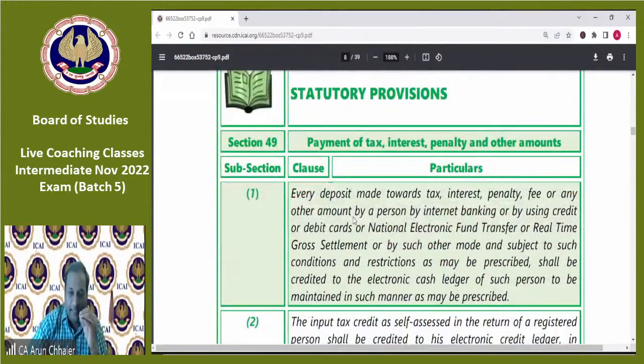Payment of tax, interest, penalty, and other amount. Subsection 1 says every deposit made toward the tax, interest, penalty, fees, or any other amount by a person by internet banking or using credit card or debit card or NEFT or RTGS or such other mode, and subject to certain conditions and restrictions as may be prescribed, shall be credited to the ECL, electronic cash ledger, in such manner as may be prescribed. Fine.